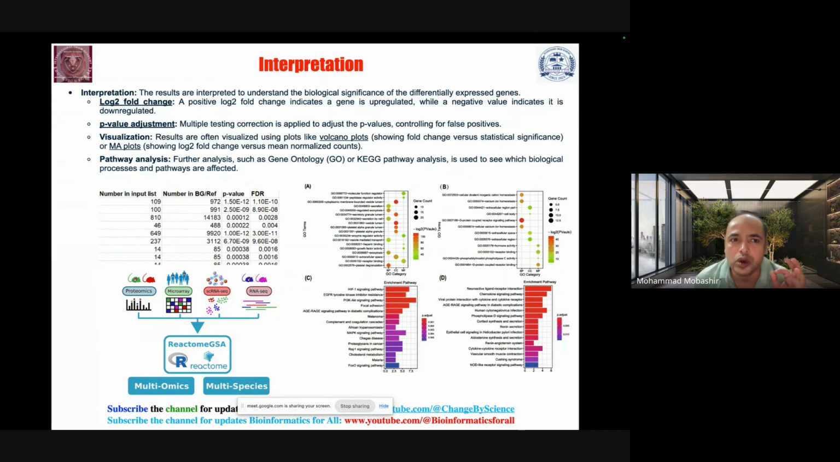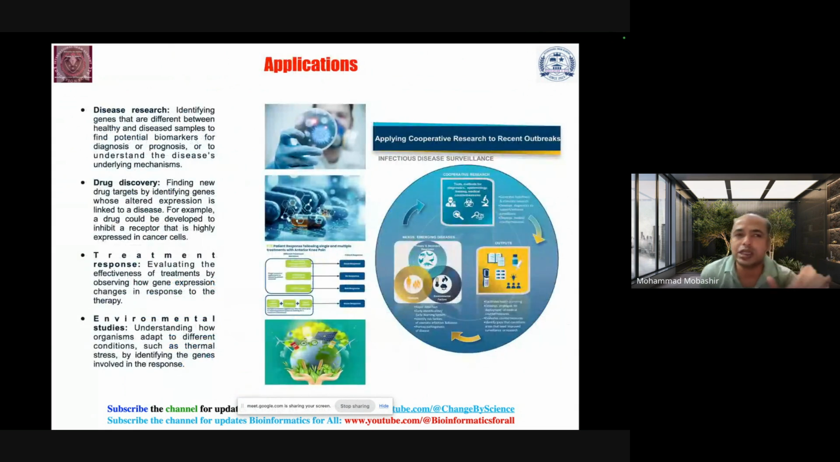So here you need to understand the interpretation perspective, whether 0.05 is significant, or whether higher or lower values are. For log2 fold change, a positive log2 fold change indicates upregulated genes, and negative indicates downregulated genes. For p-value adjustment, multiple testing correction is applied to adjust the p-values, controlling false positives. Visualization could be done by using volcano plots or MA plots. Now, pathway analysis could be performed by using your own code, or a large number of online tools are freely available for this purpose, where you can go for gene ontology term analysis and get pathway analysis. Applications are in diverse fields: disease research, drug discovery, treatment response, and environmental sciences.